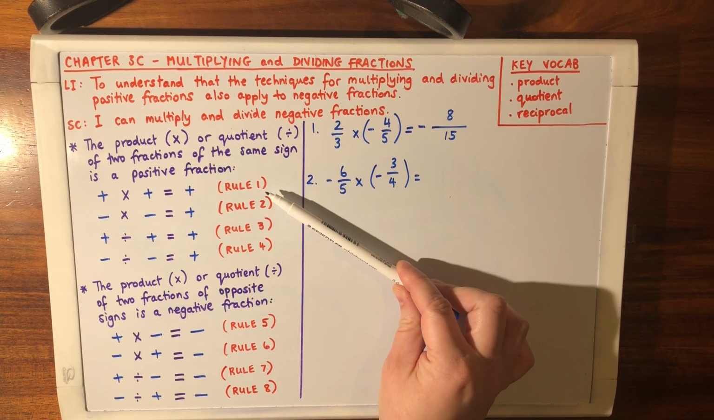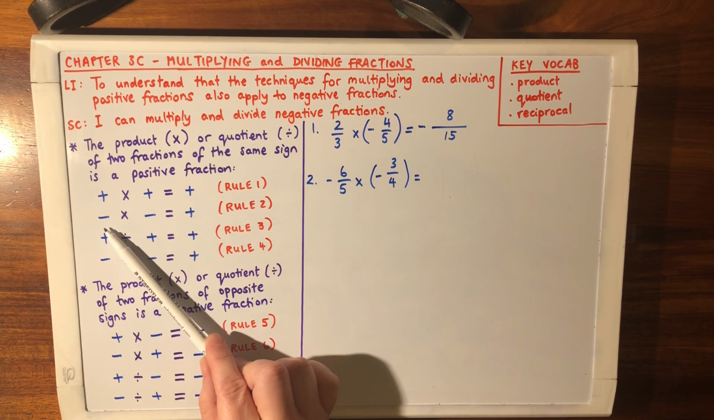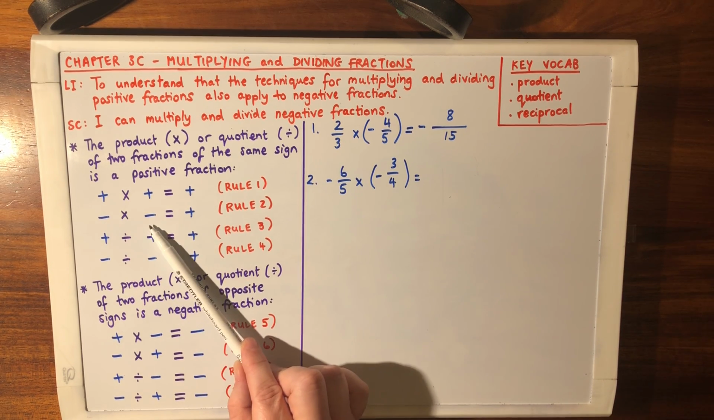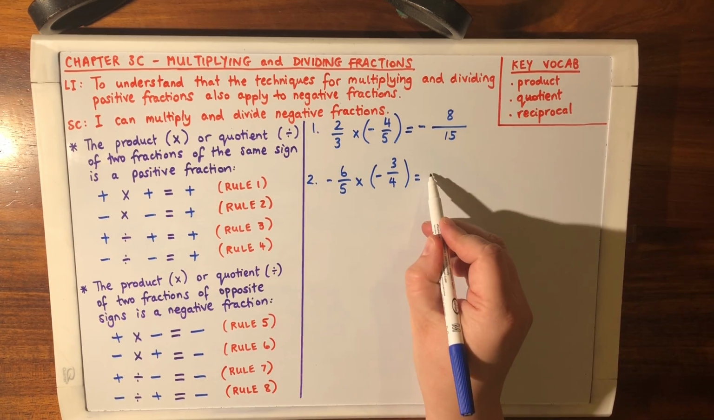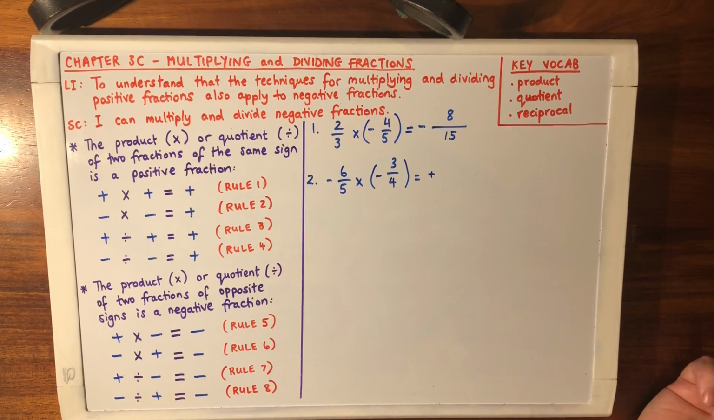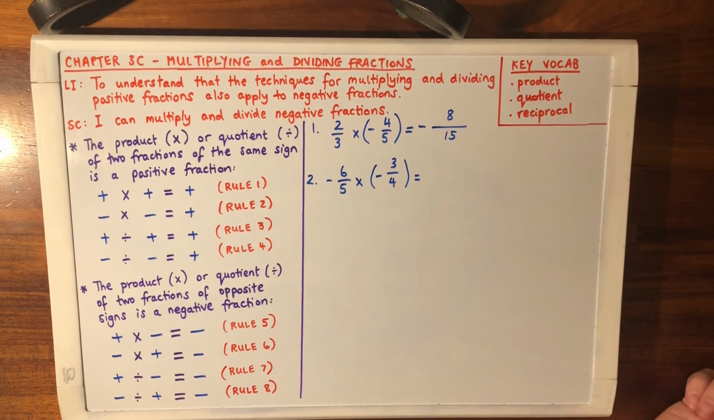Will it be rule number 1? No. It has to be this second one here. Negative multiplied by negative equals a positive fraction. So automatically we know it's going to be a positive fraction. I could leave the positive there, but generally speaking, it's easier just to assume that it's positive without that symbol.